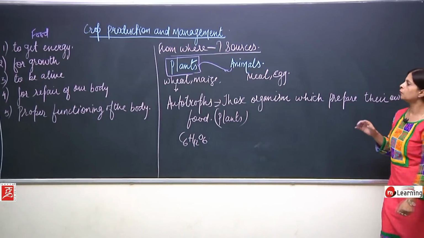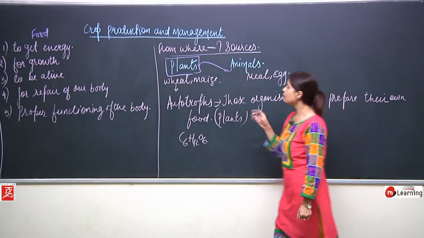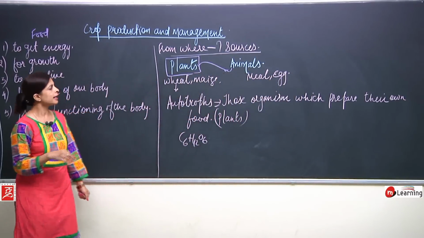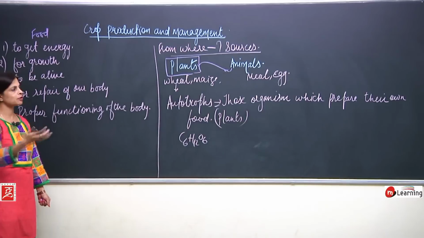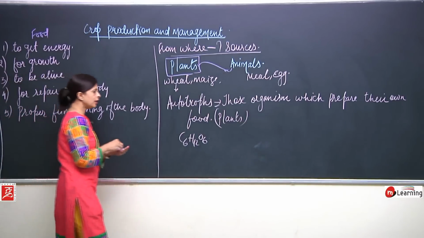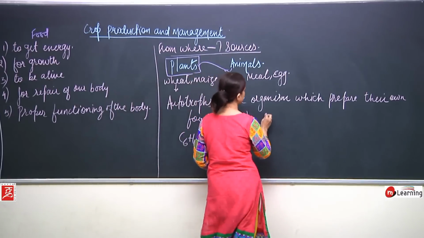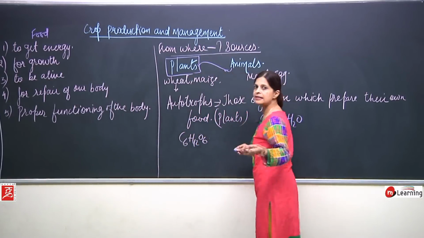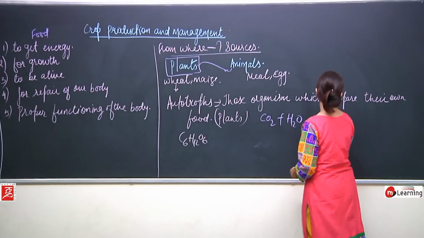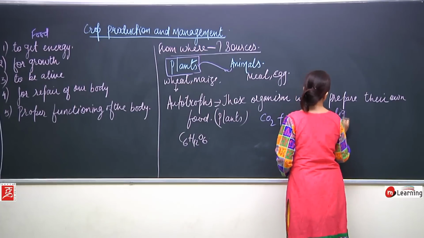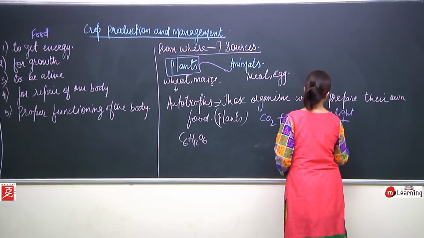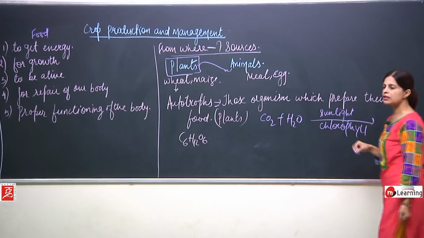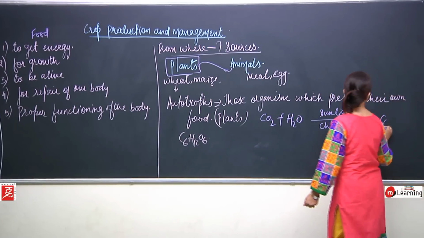The process by which the plants make their own food is known as photosynthesis. And how does this process take place? In the presence of carbon dioxide and H2O, these things are utilized, and then sunlight and chlorophyll. And then what is being made here? Food is made.